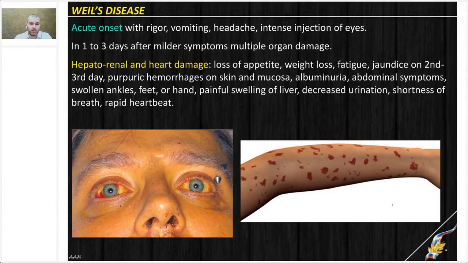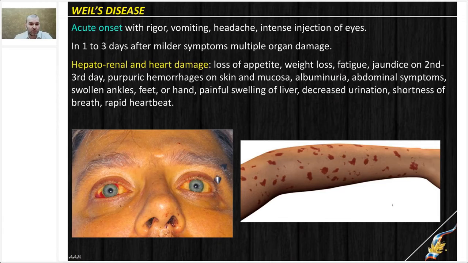In 10 to 20% of cases, bacteria can cause a severe state, a severe type of leptospirosis, which has different names. The common name is Weil's disease. The disease will manifest with acute appearance of vomiting and severe headache.